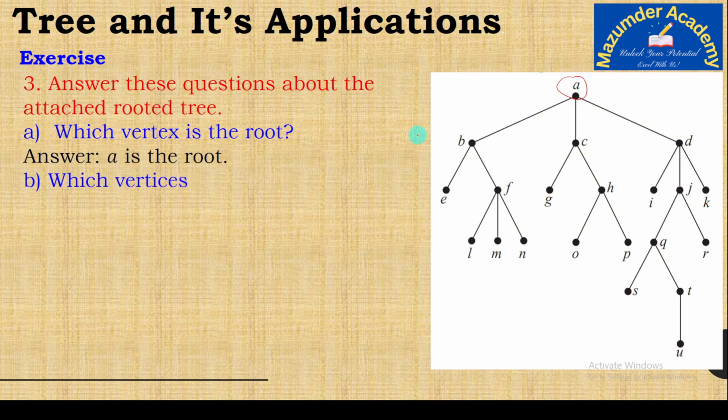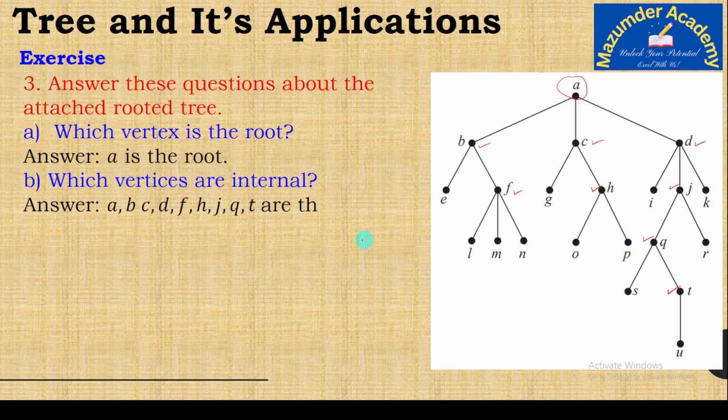The next question is, which vertices are the internal vertices? If you remember, an internal vertex is a vertex of degree more than 1. So this is degree more than 1, this is more than 1, this vertex of degree more than 1, this one, this one, then this, then this. So B, C, F, H, D, J, Q, T, these are the internal vertices and they are of degree more than 1.